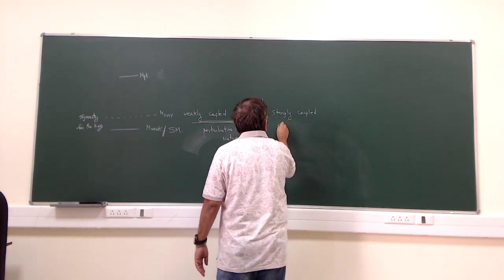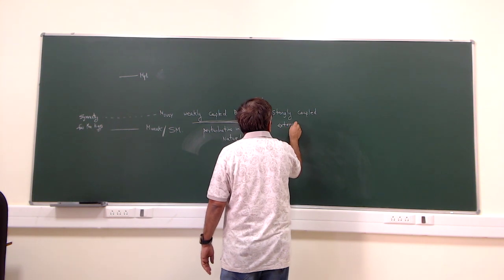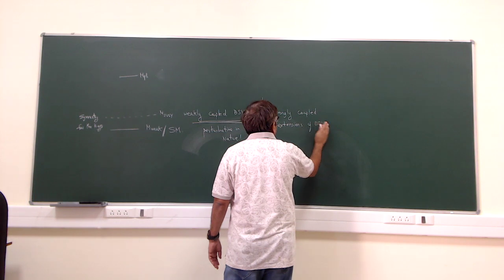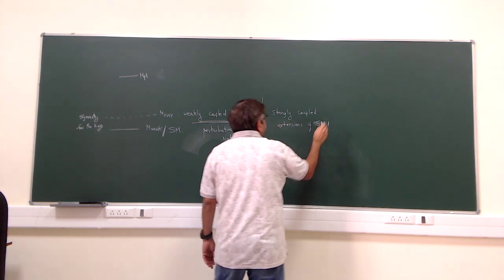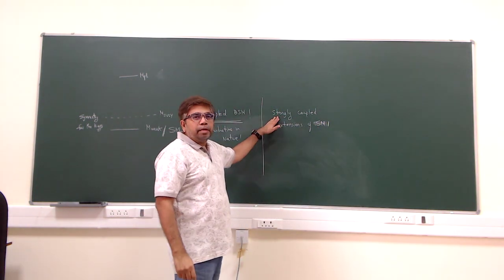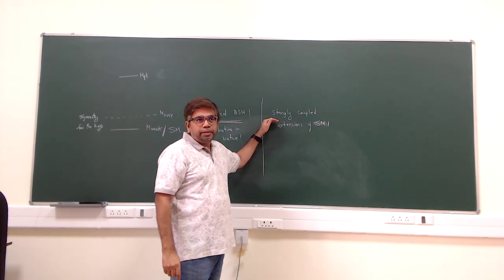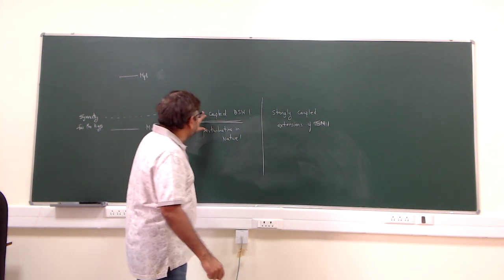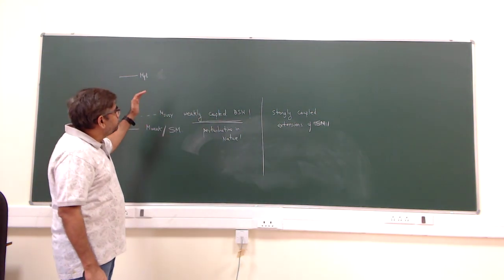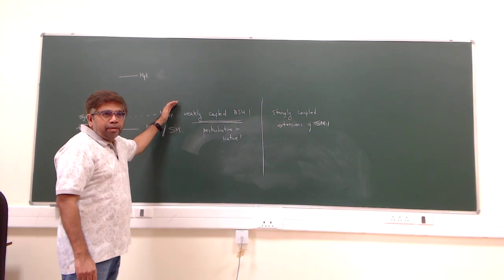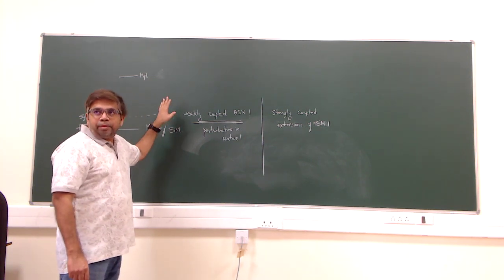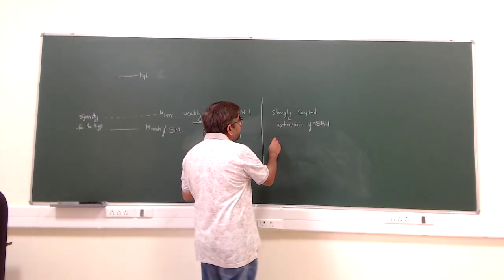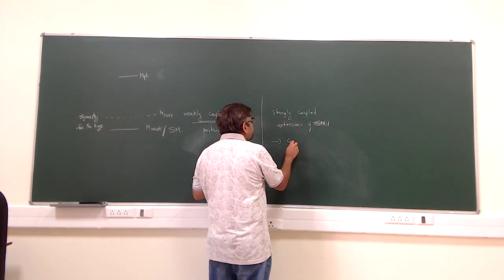Strongly coupled extensions of the standard model. Strongly coupled means these theories become non-perturbative at certain regimes. So they have couplings which are order 1, so they are very large couplings. Whereas here, supersymmetry is very nice, it's a renormalizable good theory. It is weakly coupled, so it gives you all the features and everything. But strongly coupled extensions are essentially like composite Higgs.